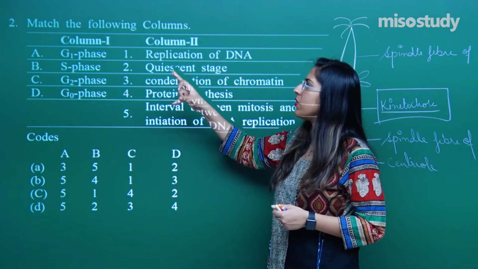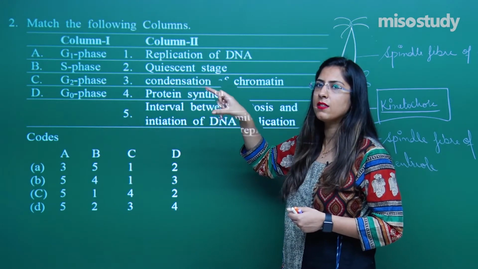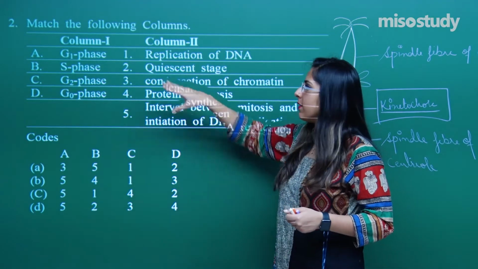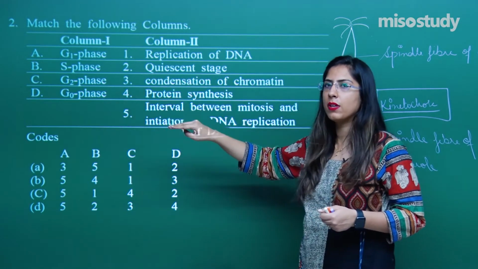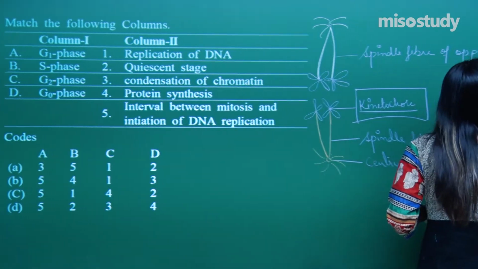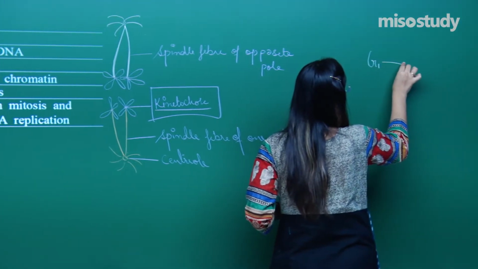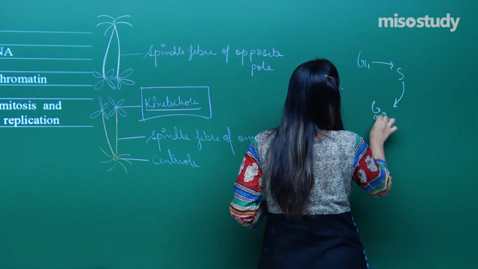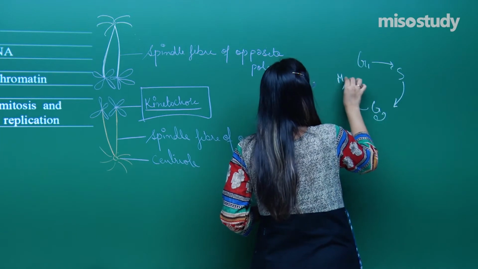First of all, we have G1 phase, then S phase, then G2 phase, then M phase. This is how the whole cycle goes on: G1, S, G2 and M phase. The cycle goes on like this. Let's come to this side. First we have G1, then S phase, then G2 phase, then the M phase, and again.